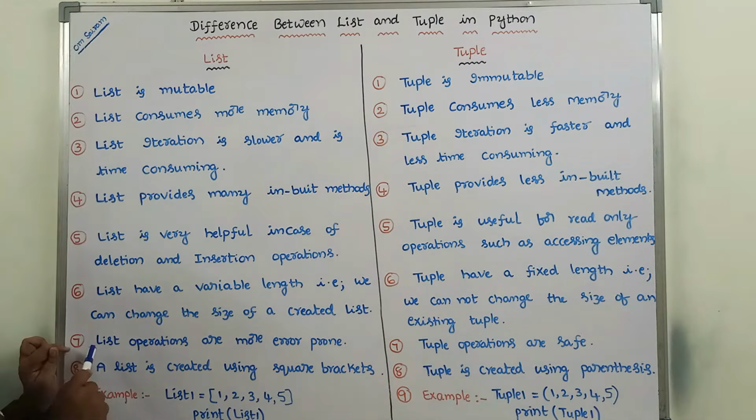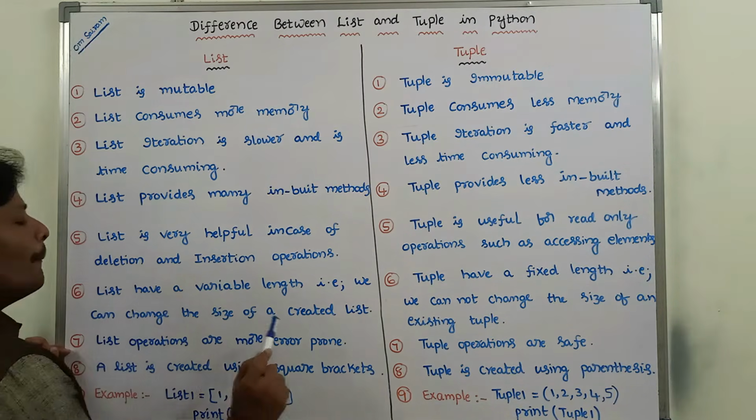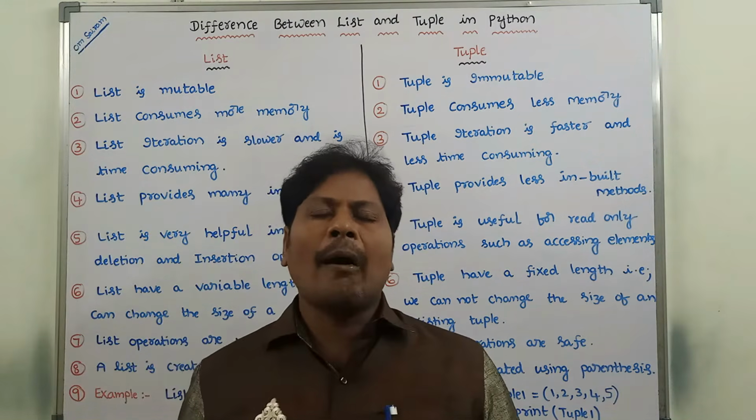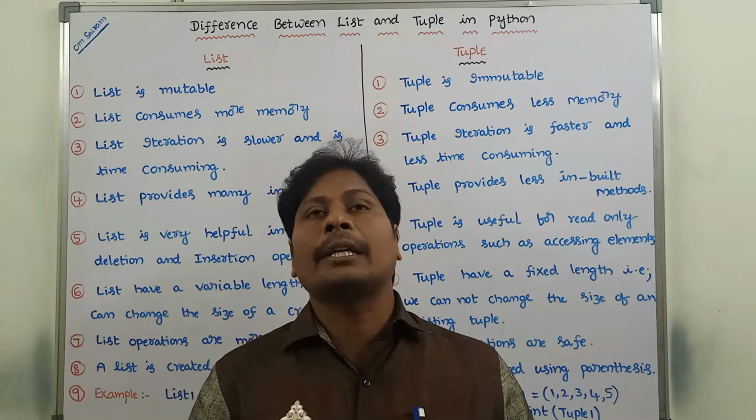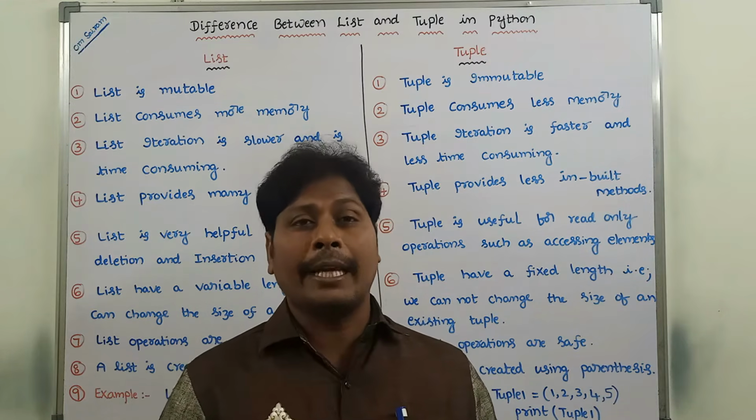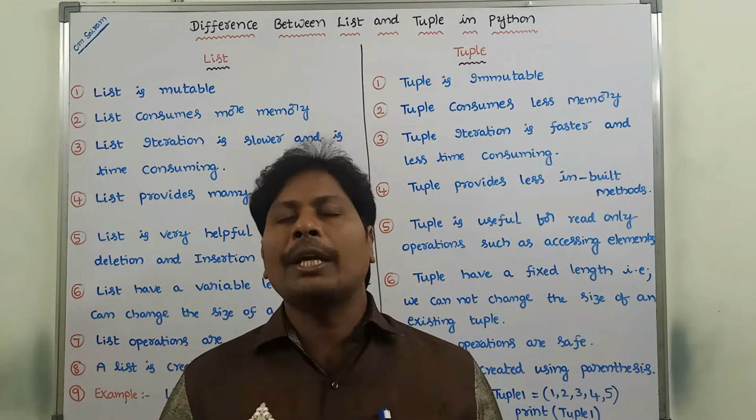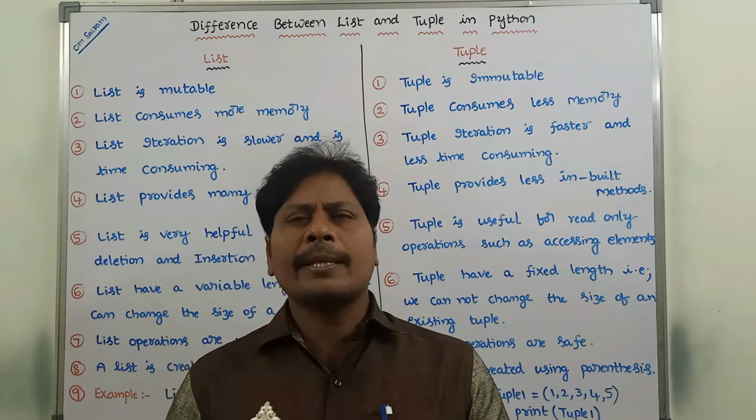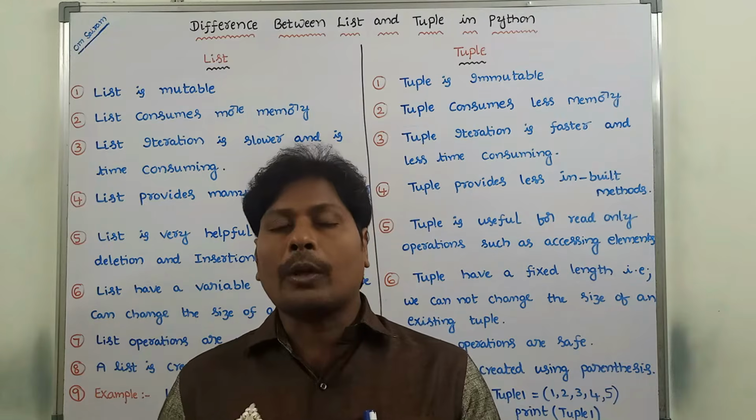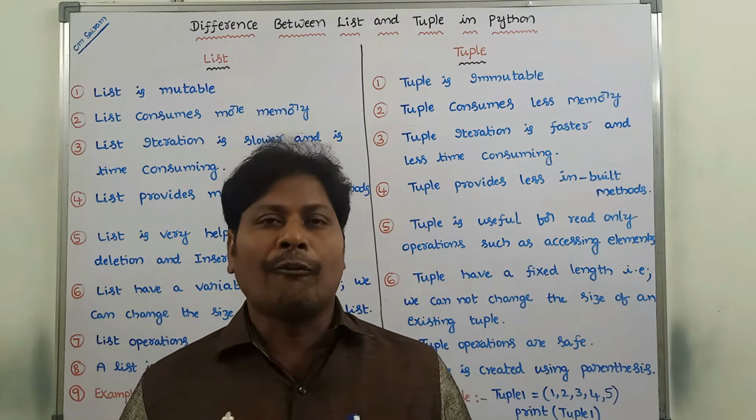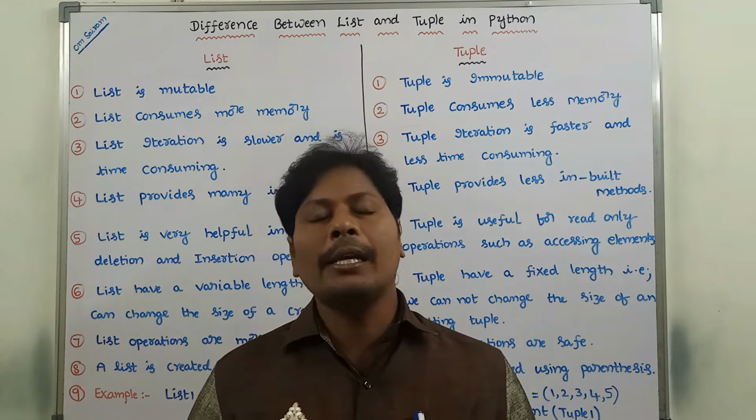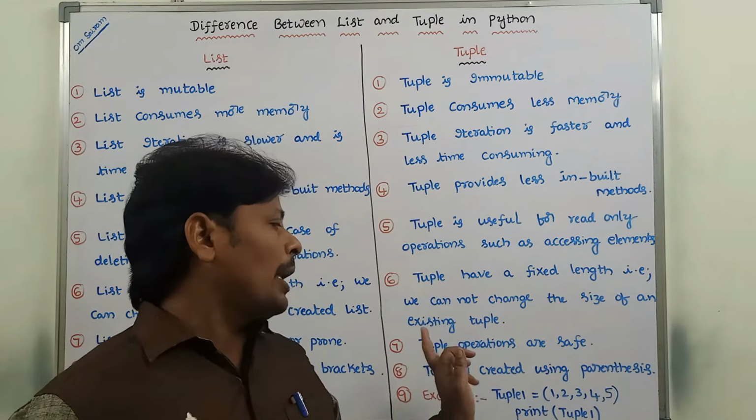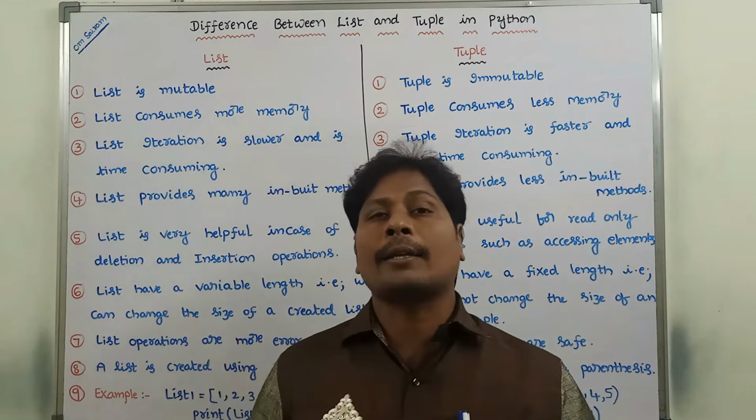Next one, list operations are more error prone. While you are performing insertion and deletion operations on a list, there is a possibility of getting errors. So the chances of getting errors are more in the case of a list while performing insertion and deletion operations. Whereas in the case of tuple, tuple operations are safe.